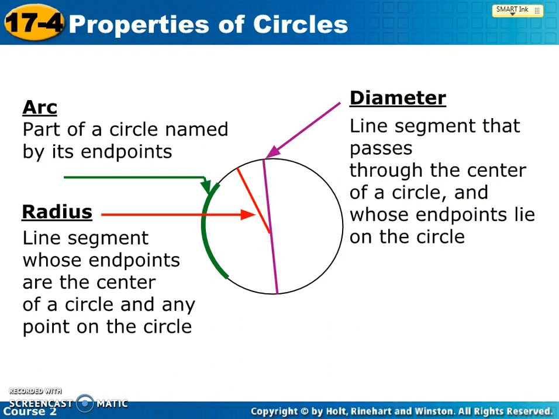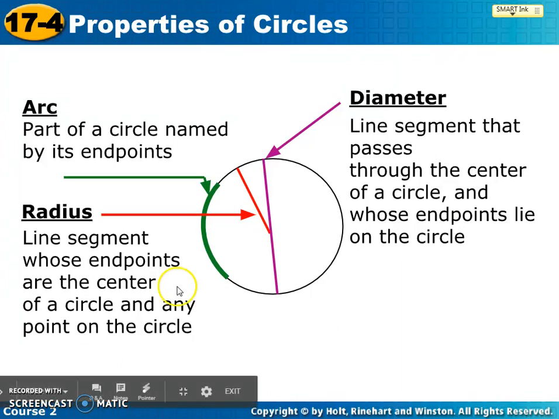Then we have what's called a diameter. The diameter is a line segment that passes through the center of the circle, and the endpoints lie on the outside of the circle. So the radius is half, from the middle to the outside. The diameter is full, all the way from one side of the circle to the other. You'll also notice that the radius, since it's only half, is half the diameter.